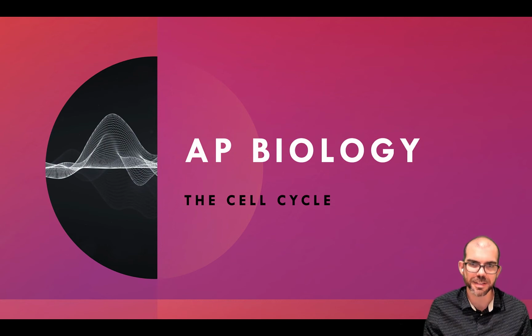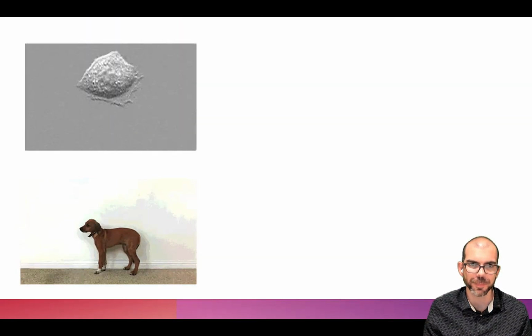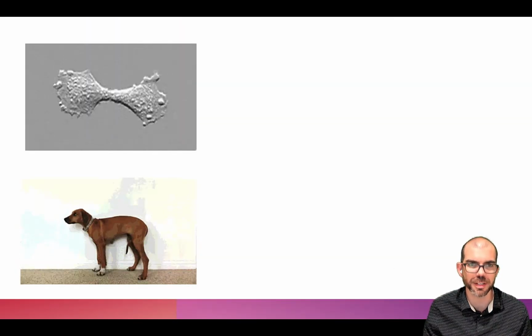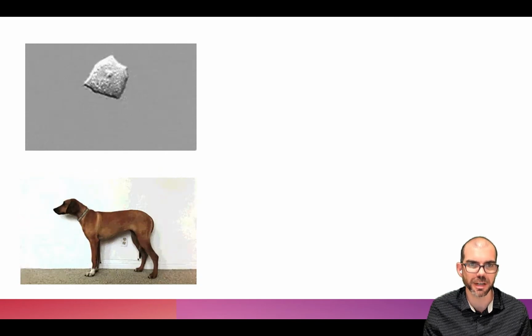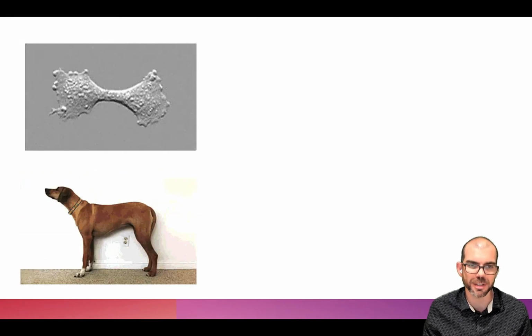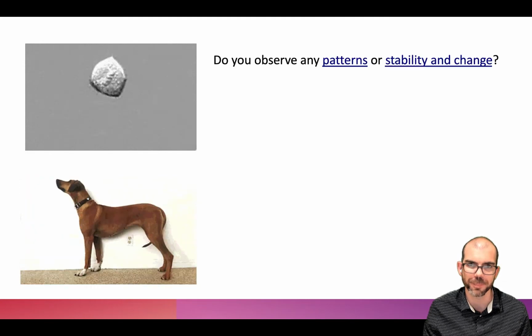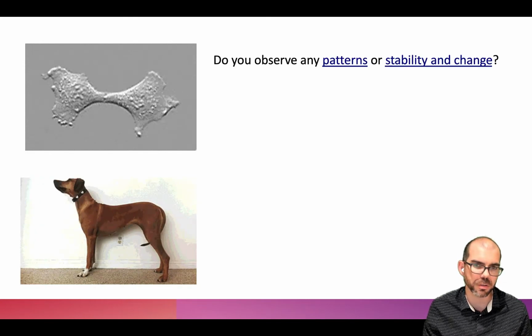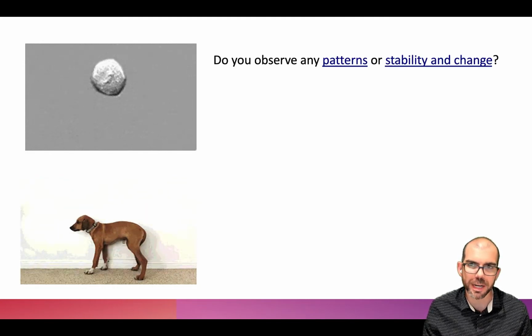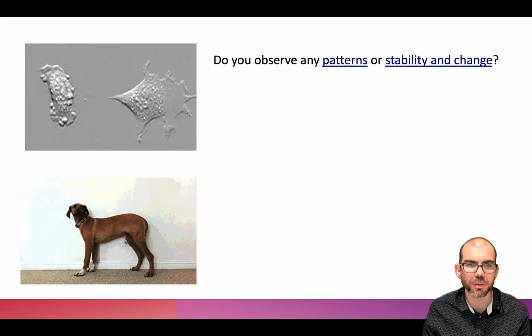Hi everyone, this lesson's introduction to the cell cycle. Here you can see two images. On the top left you can see one cell dividing into two, and on the bottom you can see a dog changing over time. Do you notice any patterns in these images? Or anything relating to stability through change?